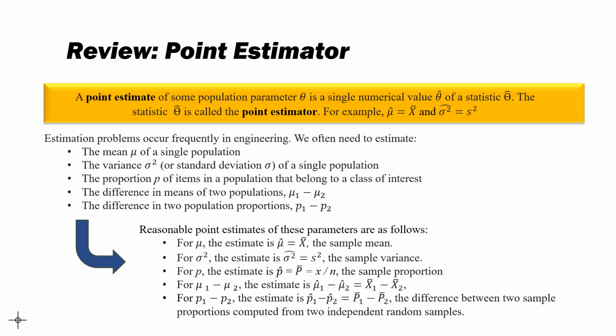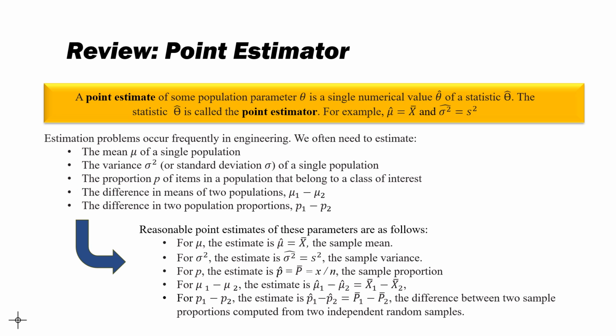For example, the sample mean x bar serves as the point estimator for the population mean mu. The sample variance, s squared, is the point estimator for the population variance, sigma squared. The sample proportion, p bar, serves as the point estimator for the population proportion, p.